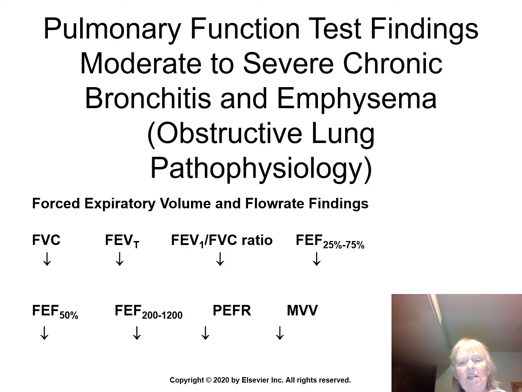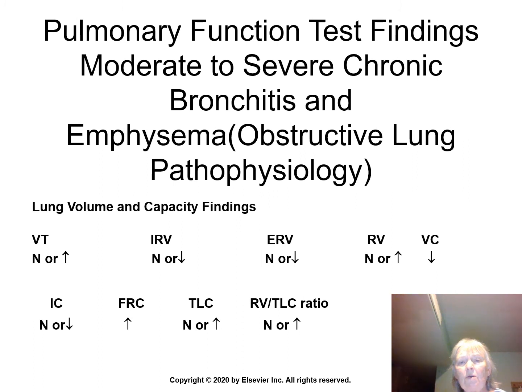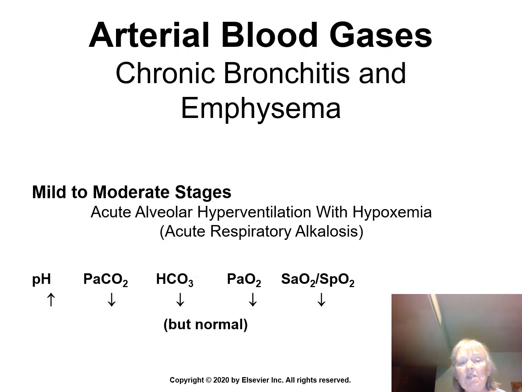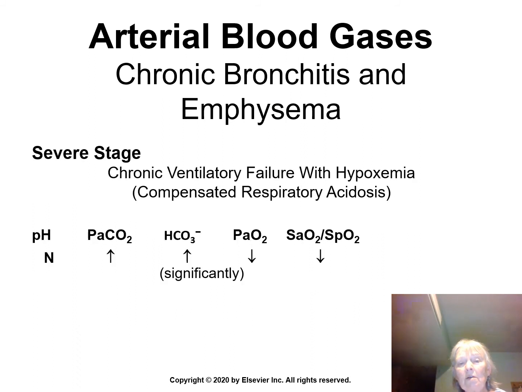Here's some of the PFT results, some of your other ones that you see. Diffusion capacity, you can see it's decreased with emphysema. ABGs, what we're looking at. Severe ABGs, what happens with those if they're compensated.